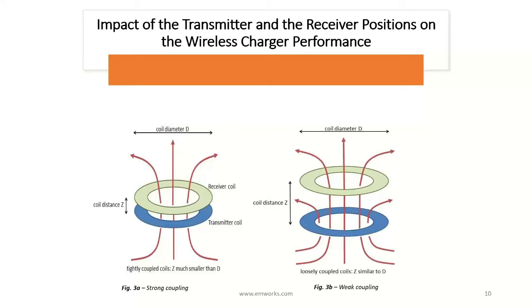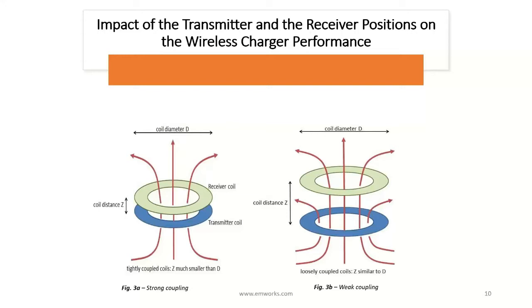When the diameters of the wireless charger coils are big enough compared to the air gap between them, the coupling is considered tight and the efficiency of the system can reach maximum values. In the opposite case, a big amount of the magnetic field transmitted by the primary coil won't reach the receiver coil. Hence, the induced back EMF will be small.